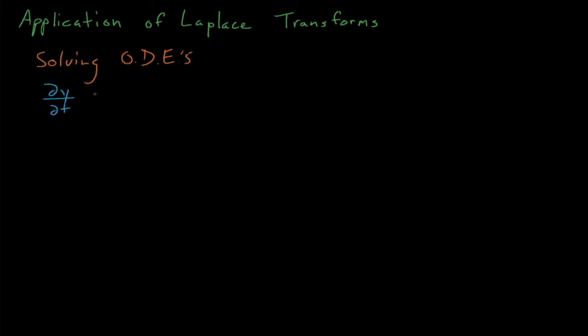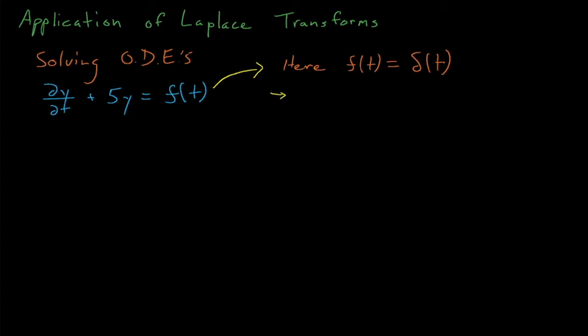In this example, we will solve the differential equation dy with respect to dt plus 5 times y is equal to some f of t. We'll solve this equation using several different values for f of t, but first we'll see what happens when f of t is equal to a delta function. We also need to specify initial conditions for these equations, and our first initial condition is that y of t is equal to 0 when time t equals 0.